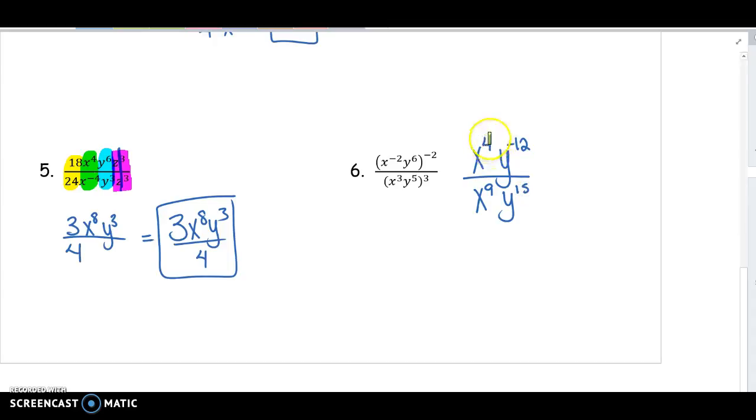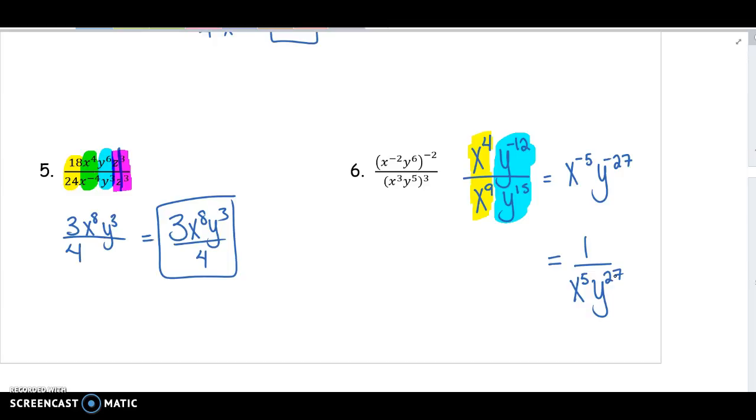Now we can match things up vertically and subtract. X to the 4th over x to the 9th. We would subtract 4 minus 9 to get x to the -5th. Then we would match up our y's and subtract. -12 minus 15 is -27. These are both negative exponents, so they both end up on the bottom, and you put the identity 1 on the top.